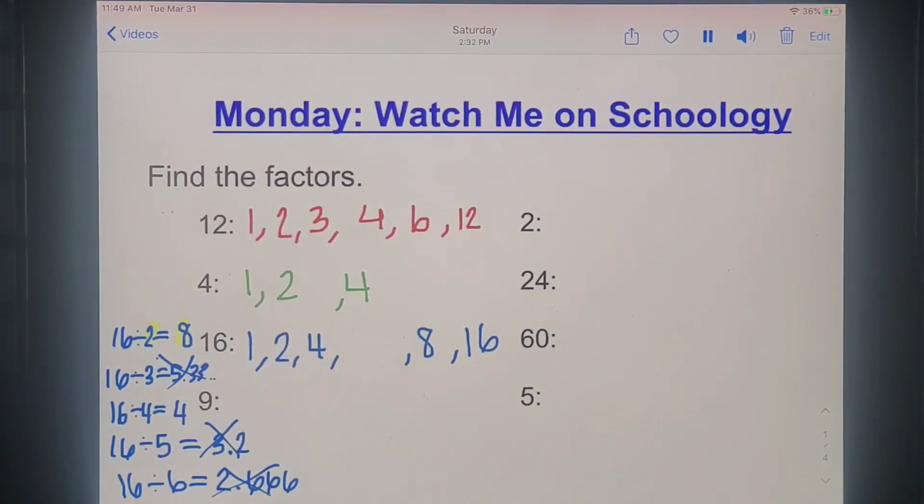Then we can try 16 divided by 7. In your calculator, you get 2.28. We have a decimal. That is not good. Next, we can try 16 divided by 8. That gives us 2. So that one is good. But let's look. We have 2. We have 8. So we are finished.